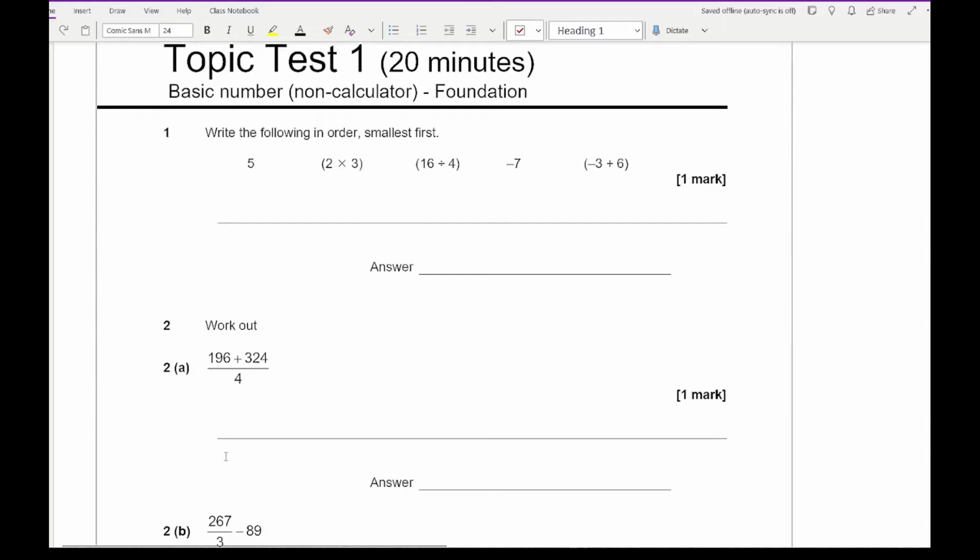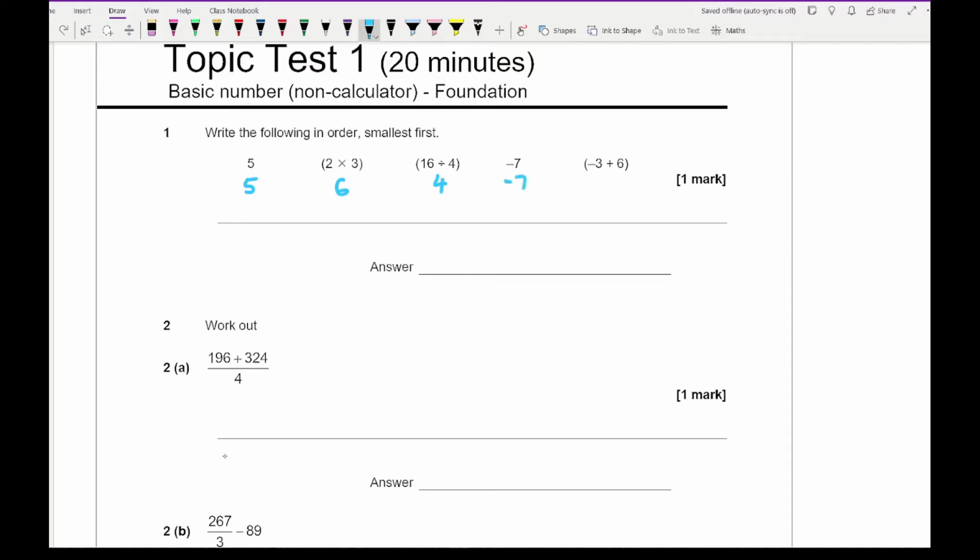So question 1 says write the following in order from smallest first. So here what we need to do first is to convert each of these calculations to work out their answers. So the first one is obviously 5. Next one is 2 times 3, which is 6. Next one is 16 divided by 4, which is 4. Then minus 7. And then we've got minus 3 plus 6, which gives me a positive 3.